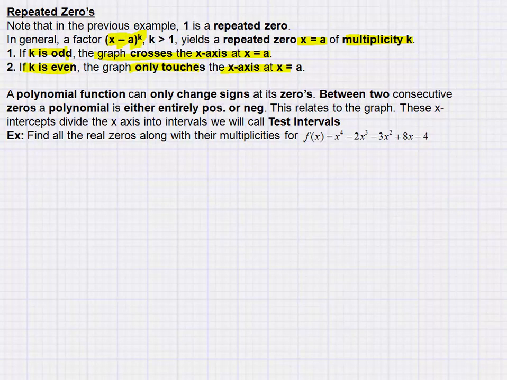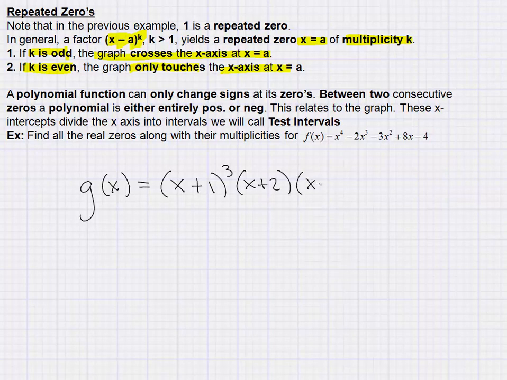So an example would be something like this. Say I have some function g of x, and I factor it, and I get down to (x plus 1) to the third times (x plus 2) times (x minus 1) to the second. I have 3 zeros for this particular polynomial. In that case, x equals negative 1 is 1 zero, so these are my zeros. I have x equals negative 1, x equals negative 2, and x equals positive 1. These are my zeros. They came from each one of these factors. Now, they also have multiplicities.